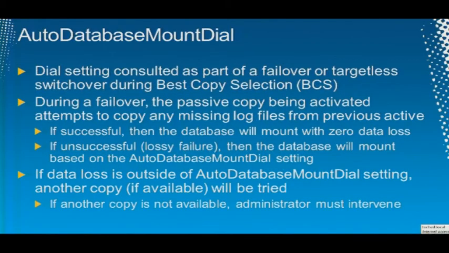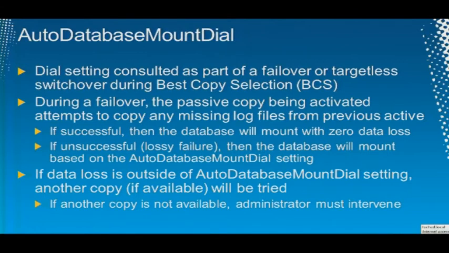Okay. So, how does it come into play? When Active Manager goes through its best copy selection, and we'll talk about that in the deep dive, I don't want to get too deep on Active Manager. But when it goes through its best copy selection process, that's when we consult the dial. So one of the processes inside of BCS, inside of best copy selection, is a sub-process called attempt copy last logs, ACL for short, ACLL.